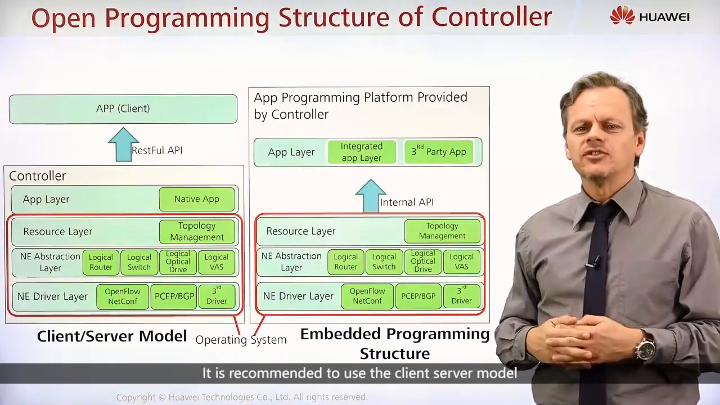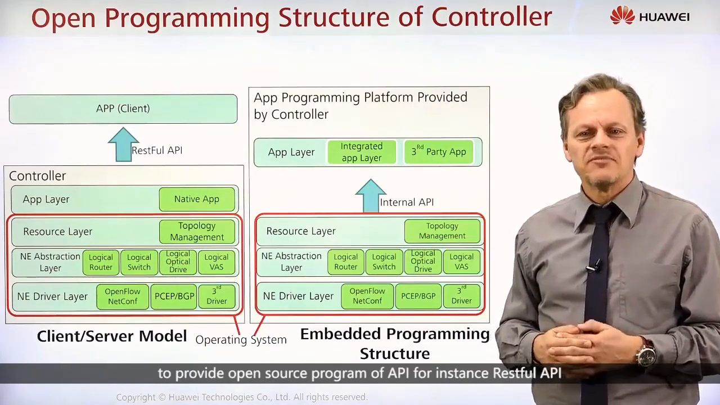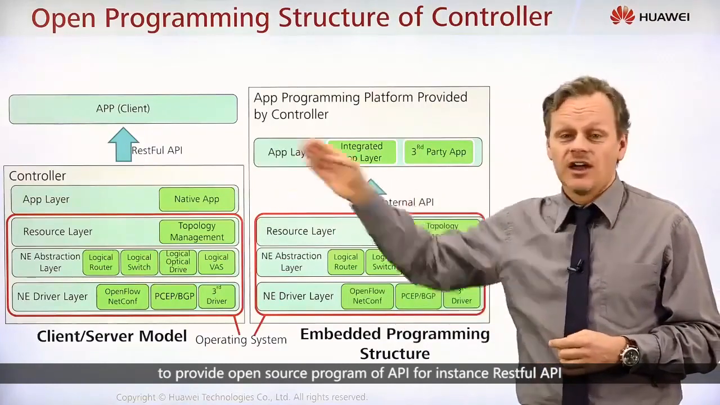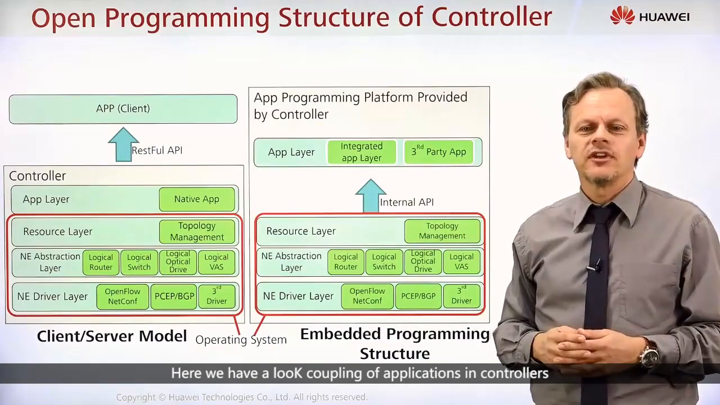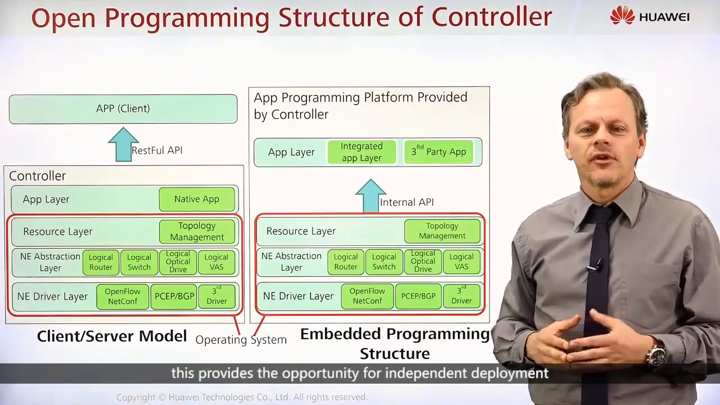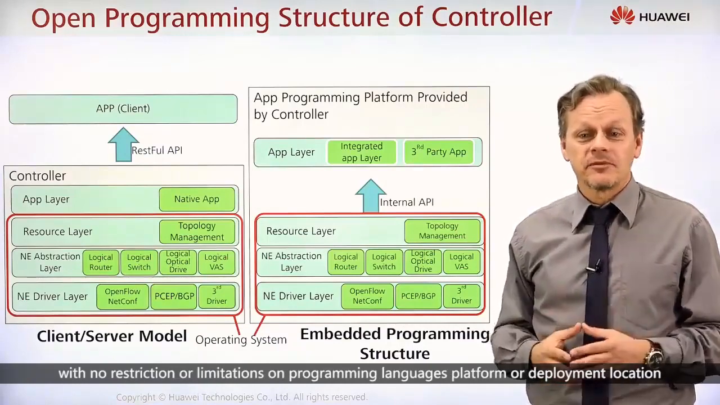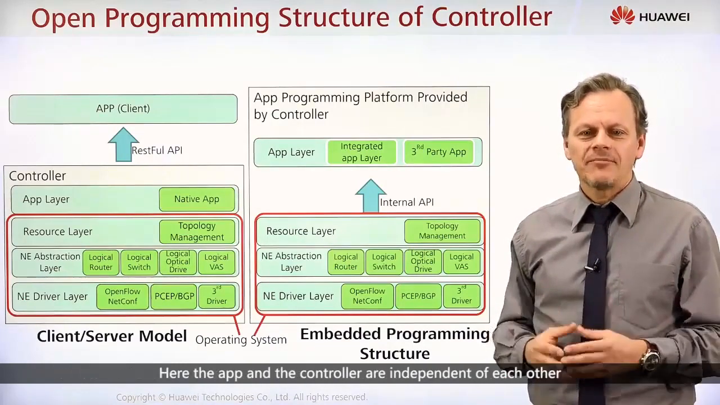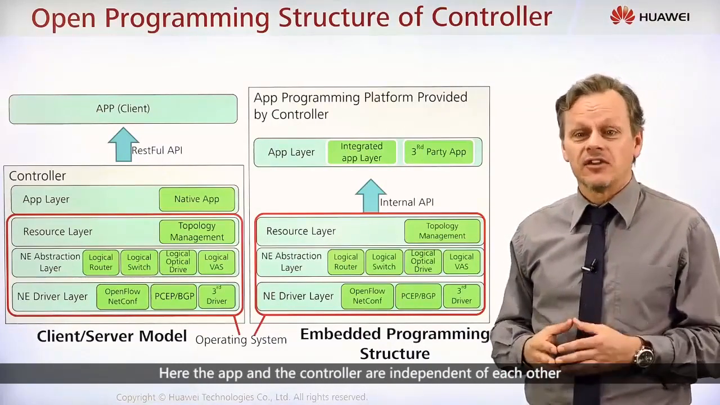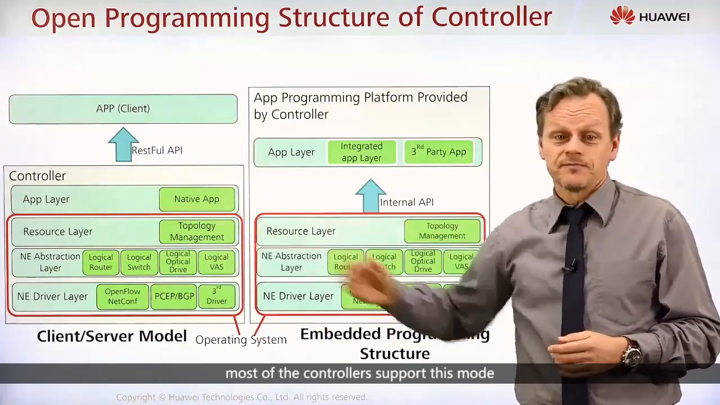It is recommended to use the client-server model to provide open source and programmable APIs, for instance, RESTful API. Here we have a loose coupling of applications and controllers. This provides the opportunity for independent deployment with no restriction or limitation on programming language, platform, or deployment location. Here the app and the controller are independent of each other. Most of the controllers support this mode.